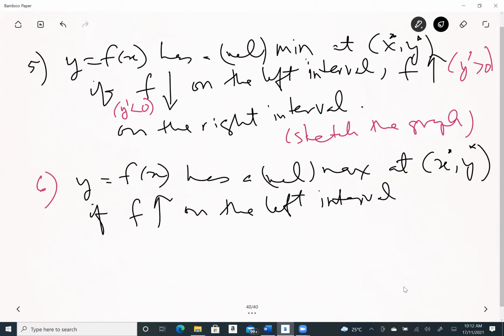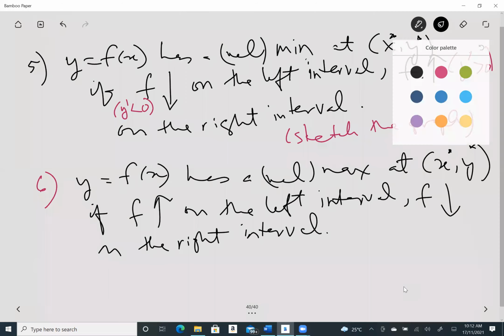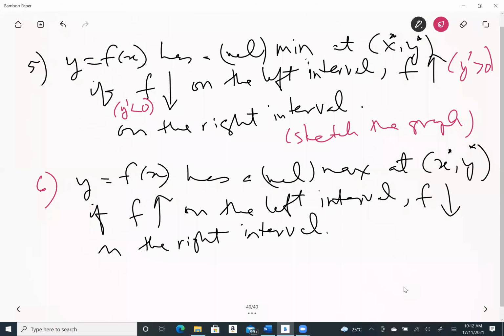Just the opposite. And the function is decreasing on the right interval. All right. So in terms of y prime, here y prime is positive on the left interval, y prime is negative on the right interval. So you have a maximum at that critical point.